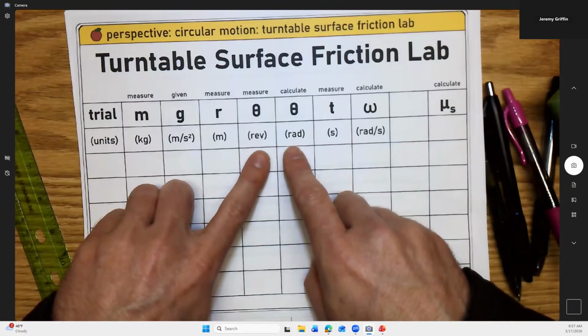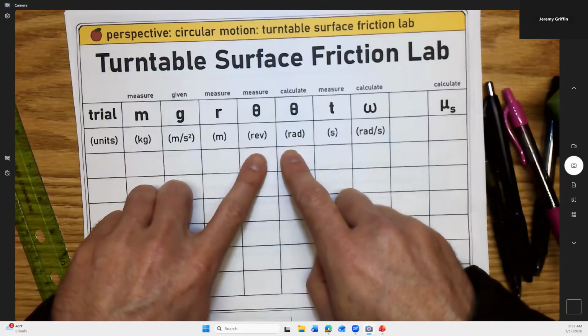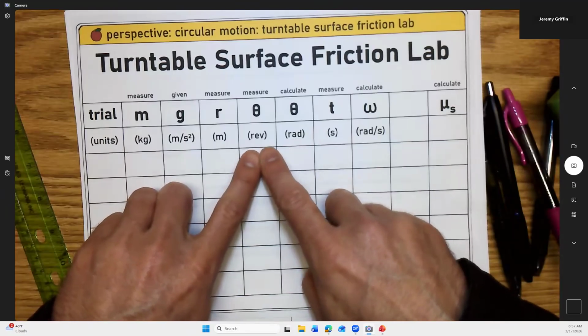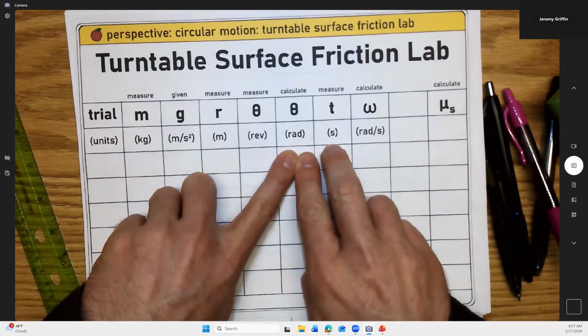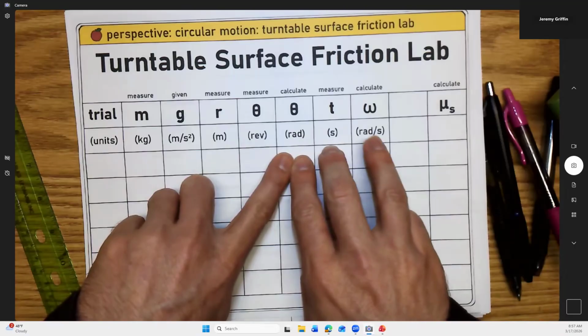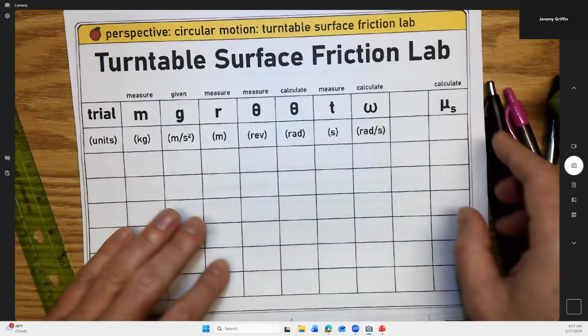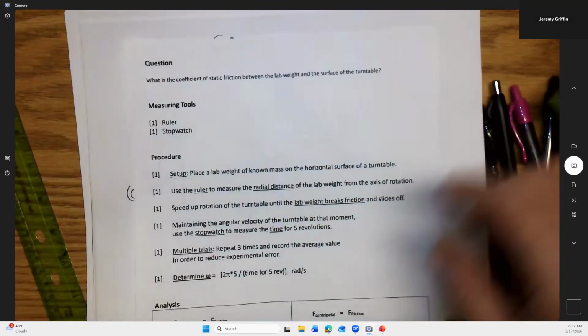Guys, how do you go from revolutions to radians again? Yeah, just times 2 pi. So if you measured 5 revolutions, you do times 2 pi, and you get the number of radians. And then however much time it took on the stopwatch, you just divide those two. You get how many radians per second. What's the angular velocity? Okay, so one step at a time, marching towards that.